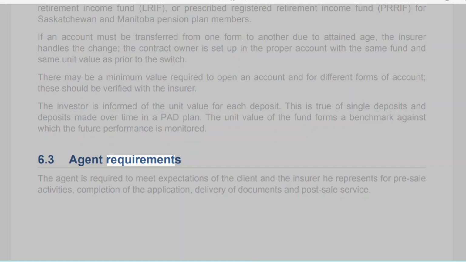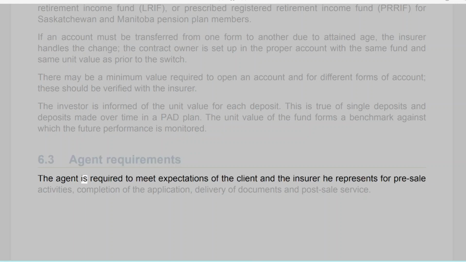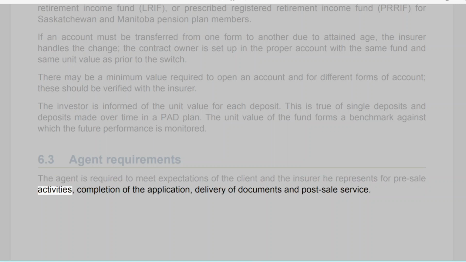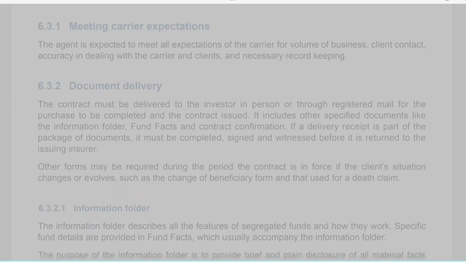6.3 Agent Requirements. The agent is required to meet expectations of the client and the insurer he represents for pre-sale activities, completion of the application, delivery of documents and post-sale service. 6.3.1 Meeting carrier expectations. The agent is expected to meet all expectations of the carrier for volume of business, client contact, accuracy in dealing with the carrier and clients, and necessary record keeping.